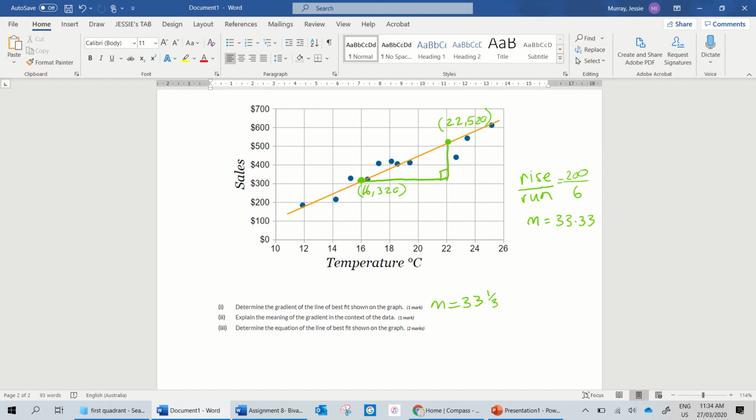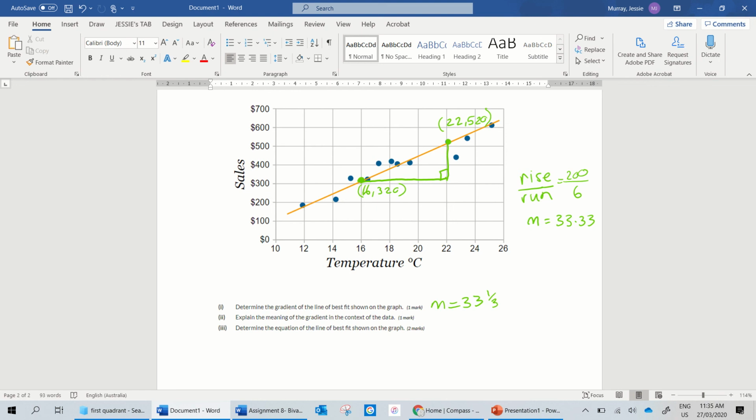Explain the meaning of the gradient in the context of this data. What a great question, okay? It's a great question because it's really testing your knowledge. So stop for a moment and think about what it would be. Basically, remember, it's the rate that it's changing. They want to see that you can relate gradient to the rate that something is changing. So always be mindful to use that, and make a note in your book or on your notes. When you have to describe the context of a gradient, it's the rate it's changing.